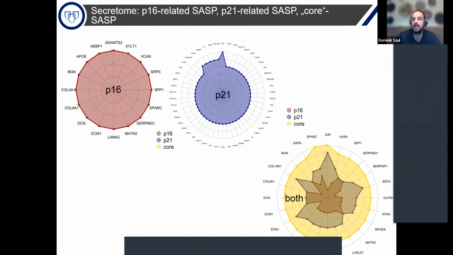The second one, which is secreted by 4 out of 6 from the P21 and 3 out of 6 from the P16 positive cell data sets, is Spark, which is interesting because we know this factor from the bone field anyway. So these seem to be the markers that come closest to a core SASP that might be independent of P16 or P21.